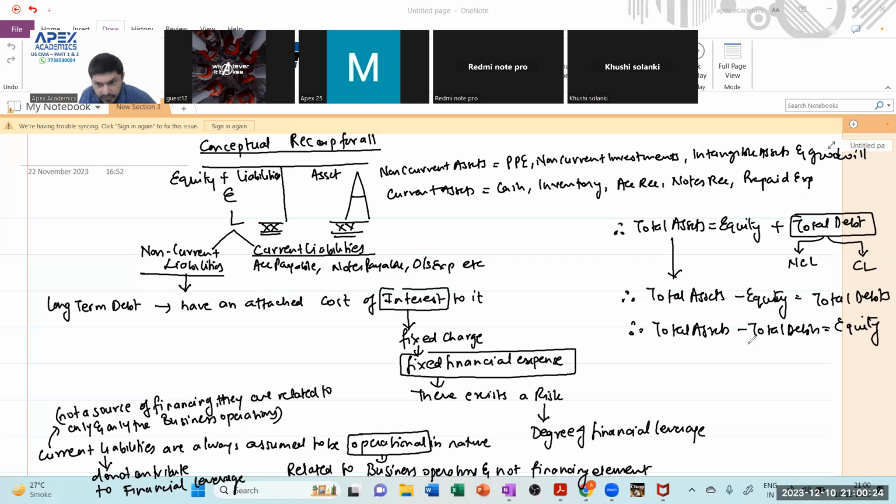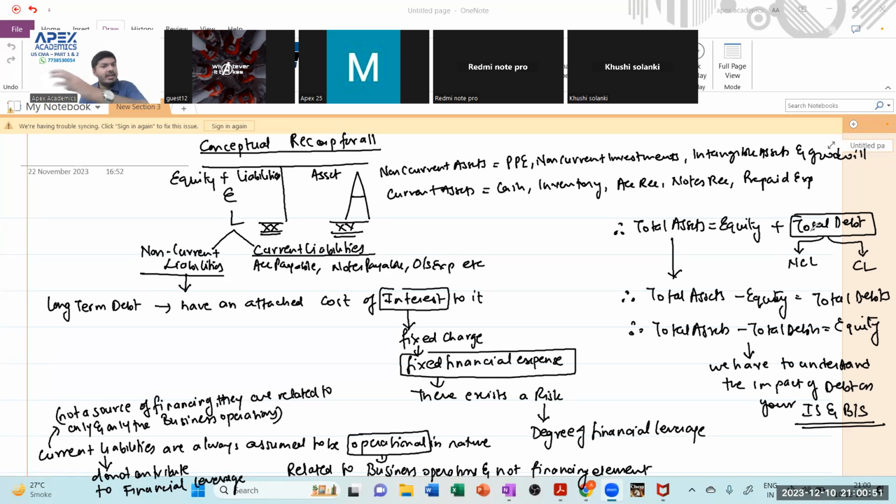Basic equations. We have to understand in this recap the impact of debt on your balance sheet, or rather on your income statement and balance sheet. Total debt will have both non-current and current, as I have indicated in the diagram. Rachita, can you take a screenshot of this much right now? Before I rub this, I would like to revise this concept thoroughly. Please pay keen attention to what I'm saying.